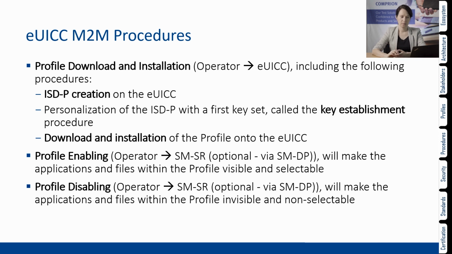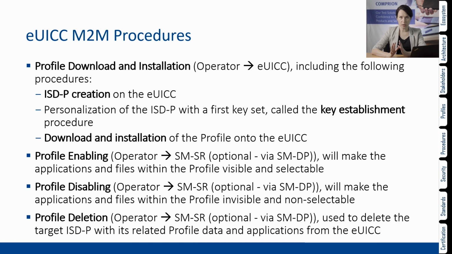The other way around, profile disabling goes again from the operator to the SMSR. Optionally, it can go via the SMDP, and will make the applications and files within the profile invisible and non-selectable. If you need to delete a profile, there is a profile deletion procedure, and it goes from the operator to the SMSR. Again, same as for enabling and disabling, it can go via the SMDP, and is used to delete the target ISDP with its related profile data and applications from the EUSSC.